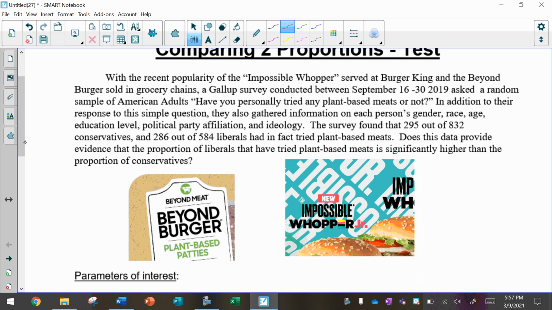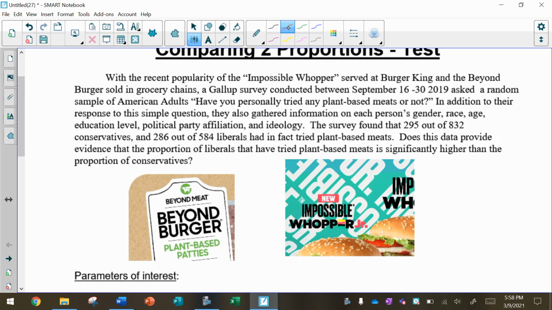With the recent popularity of the Impossible Whopper, maybe you remember this from about 2 years ago, served at Burger King, and the Beyond Burger sold in grocery chains, a Gallup survey conducted between September 16th and 30th, 2019, asked a random sample of American adults, have you personally tried any plant-based meats or not? In addition to their response, they also gathered information on each person's gender, race, age, education level, political party affiliation, and ideology. So this is real data. I looked this up, by the way.